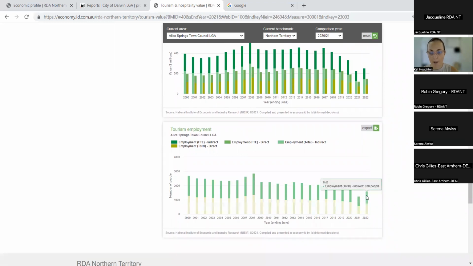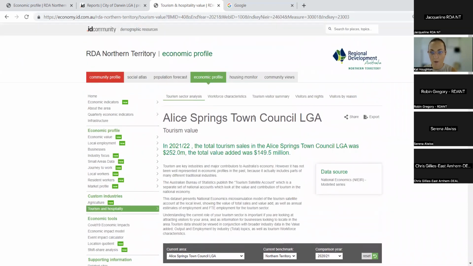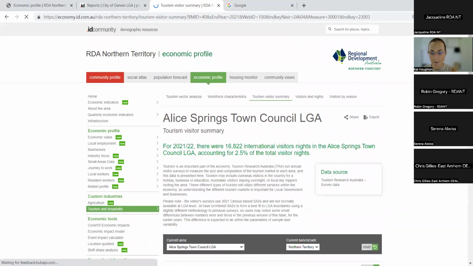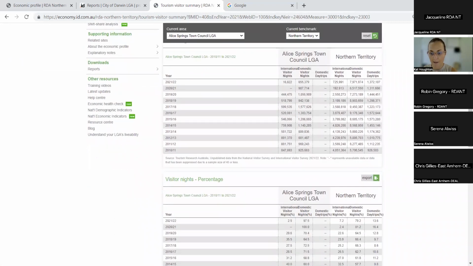Here's your employment in the sector, both indirect and direct. Now, remembering that the way we calculate employment in the tourism sector is we take bits of different industries. So we take a little bit of accommodation, retail, art and heritage. We also take some transport and things like that. So we can see there employment in the sector, and then we can also look at our tourism visitor summary, and hopefully we've got enough data so we don't have our domestic day trippers.